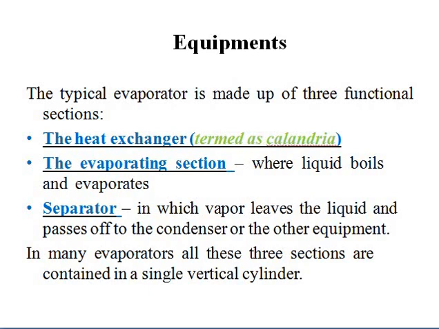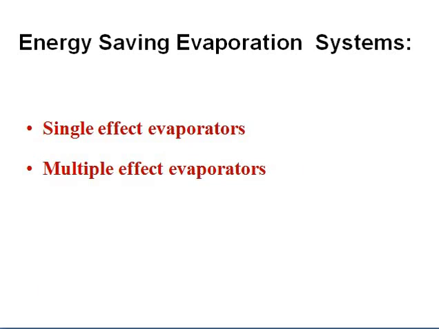In many evaporators all these three sections are contained in a single vertical cylinder. So the evaporator contains three main sections: the heat exchanger, the evaporating section, and the separator. With the help of these sections we can construct an evaporator and use it. Now we come to evaporation systems on the basis of energy saving. It is of two types: single effect evaporator and multiple effect evaporator.